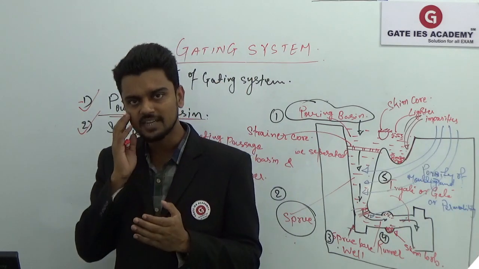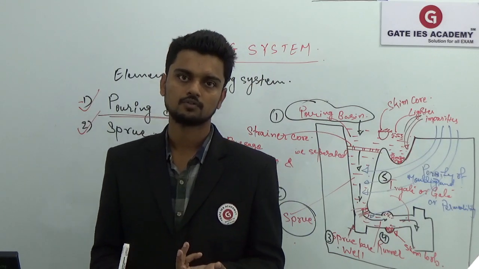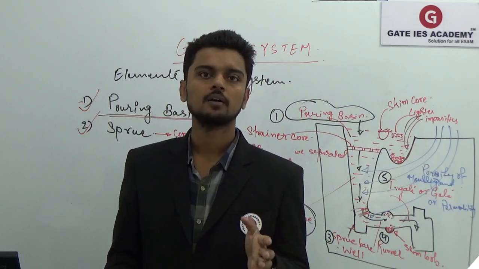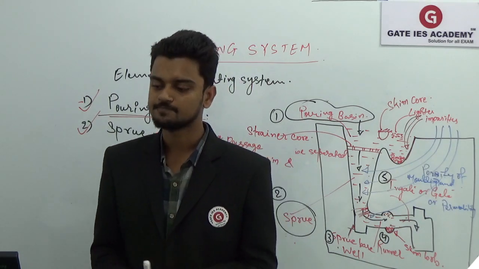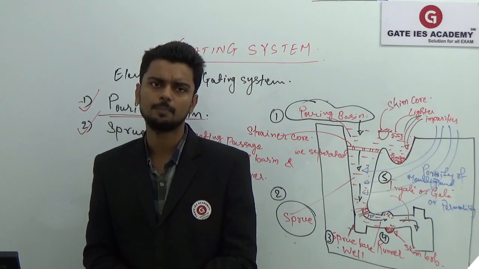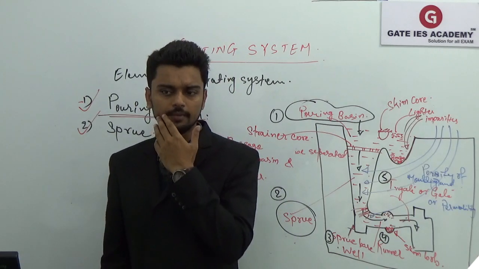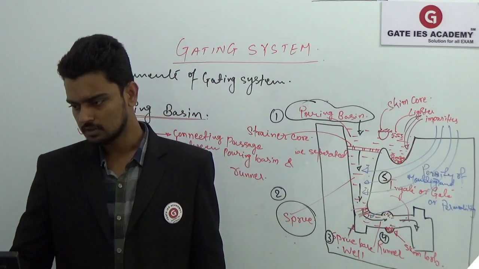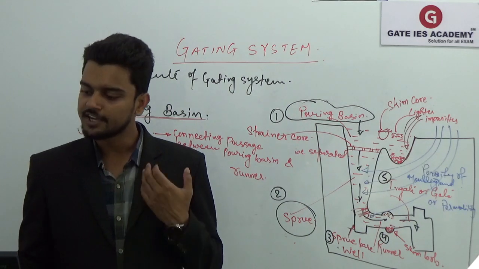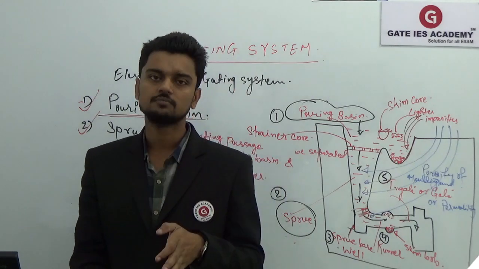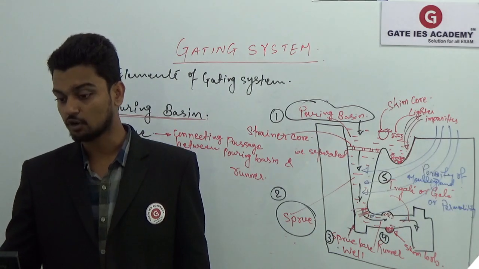So its shape should be such that it can be easily trimmed. It can be easily machinable, so that we can remove that part which has solidified in your gating system. Again, its shape should be the same as that of the runner. Its cross section should be trapezoidal, and it can be easily trimmed out after casting solidification, and it allows the molten metal to enter quietly into your mold cavity. That is the main purpose of your gate or in-gate.